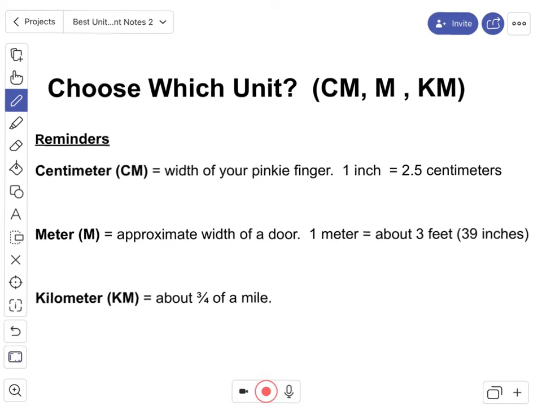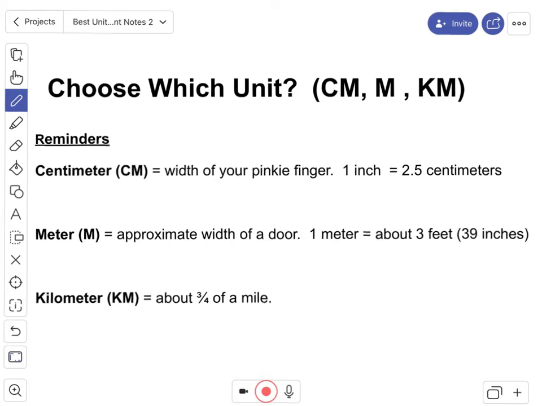If we jump up to meters, a meter is the approximate width of a door. So think of the door to your house. That is about a meter. 1 meter is about 3 feet. It's actually a touch more. It's 39 inches.